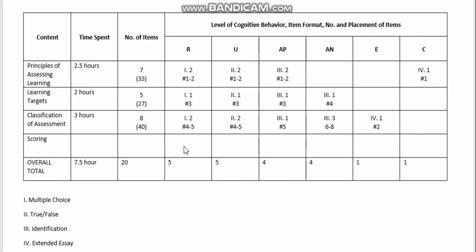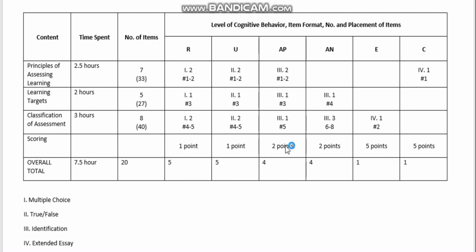Then let us have the number of points for each level. So let us say we have 1 point for remembering, 1 point for understanding, 2 points for applying and also for analyzing, and 5 points for evaluating and creating.